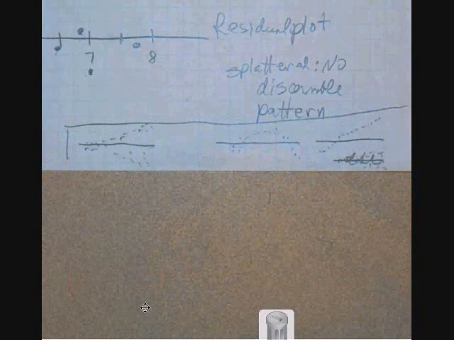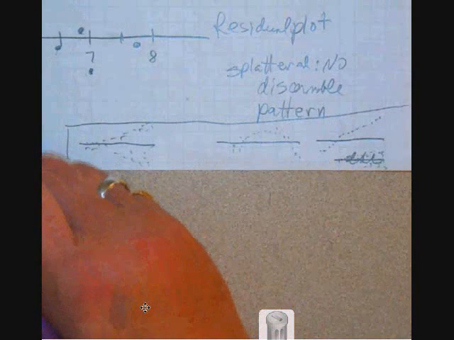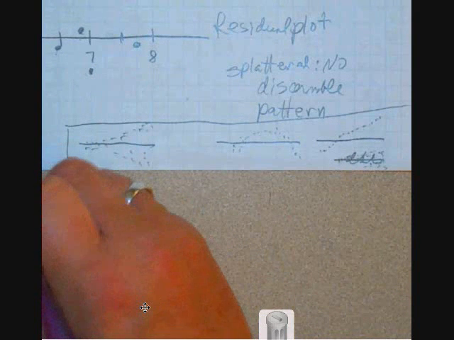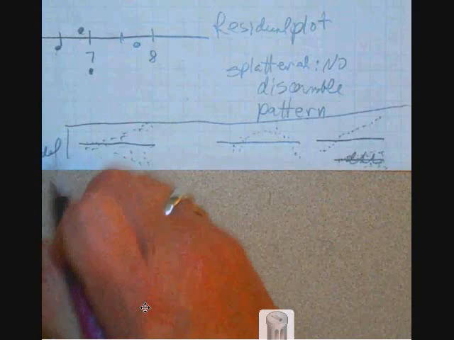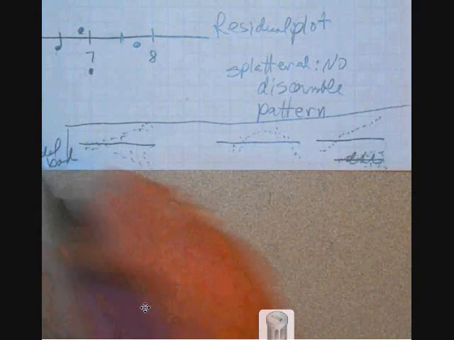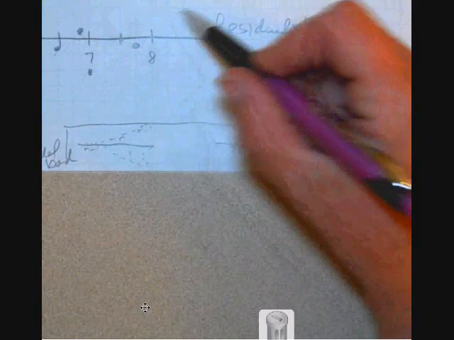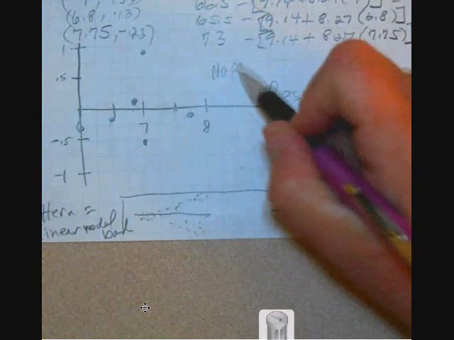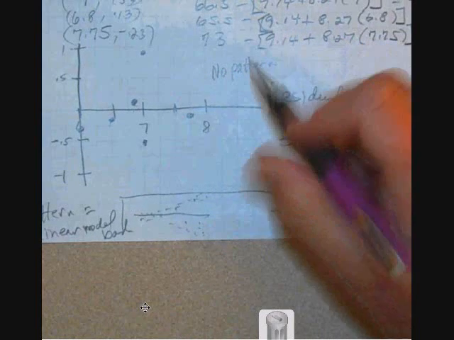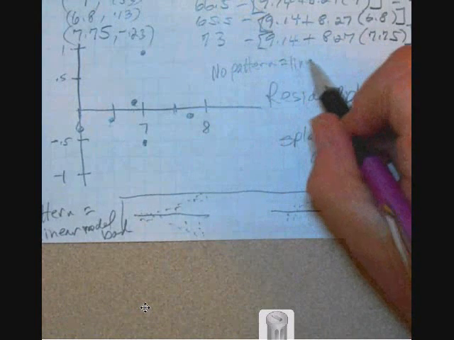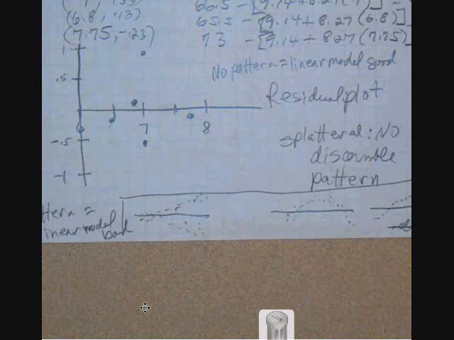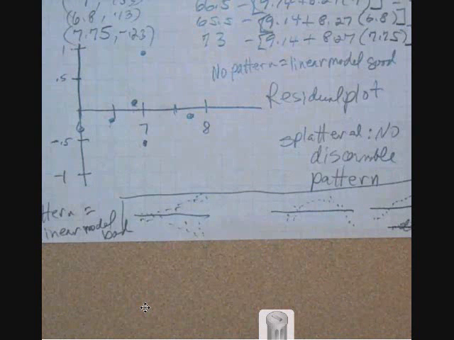So these are patterns. They mean that my linear model is no good. So pattern equals linear model, bad. There's no pattern for this one. So no pattern equals linear model, good. Because not every set of data is going to follow a linear model.